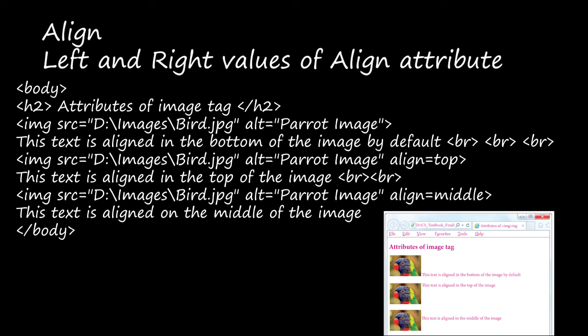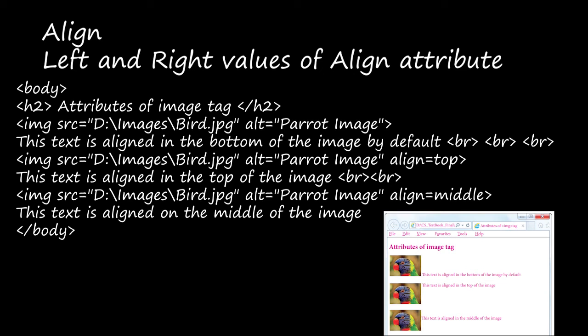In the third one, if you see, align is equal to middle, so the text will be aligned in the middle, right? After that, align is equal to middle also they have given a text, and they have closed the body tag and HTML tag, right? So how will the output be? The first one is default. The first one is aligned to the baseline of the text, right? The image bottom line and the text baseline are the same.